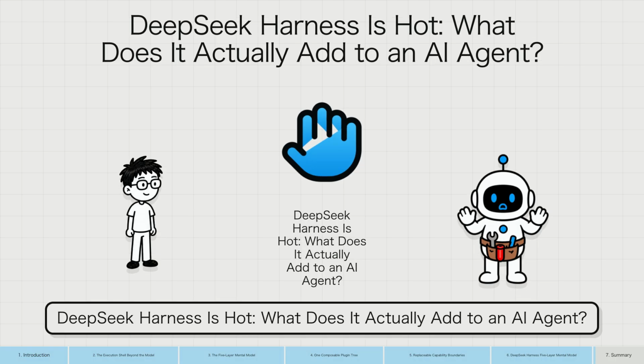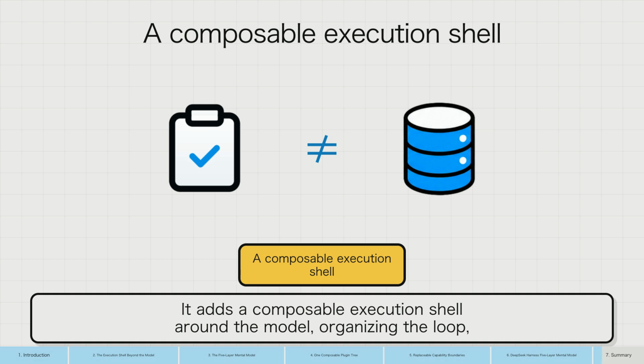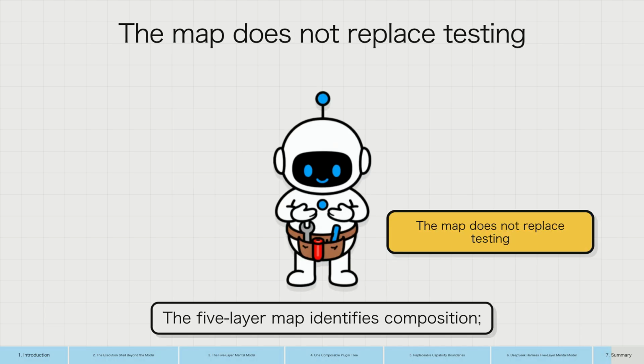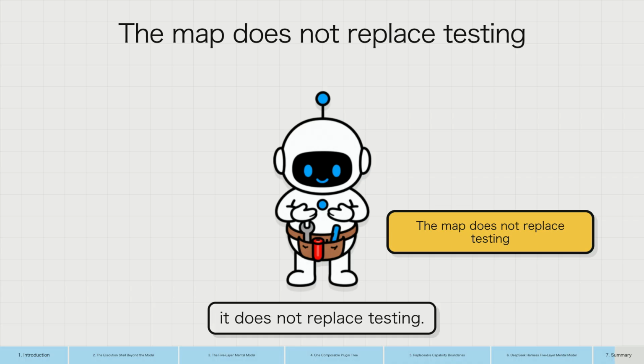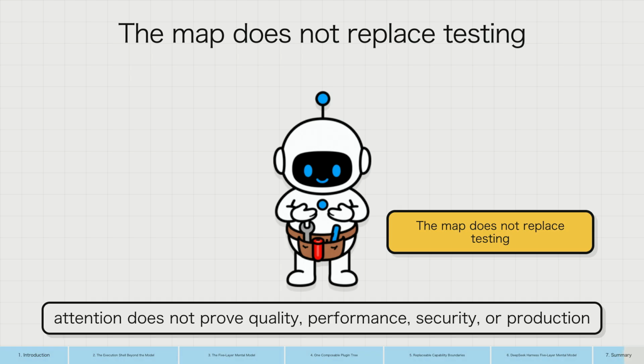DeepSeek harness is hot. What does it actually add to an AI agent? It adds a composable execution shell around the model, organizing the loop, tools, sessions, controls, and runtime surfaces as a plugin tree. The 5-layer map identifies composition. It does not replace testing. RC7 remains a developer preview with possible compatibility breaks, and attention does not prove quality, performance, security, or production maturity.